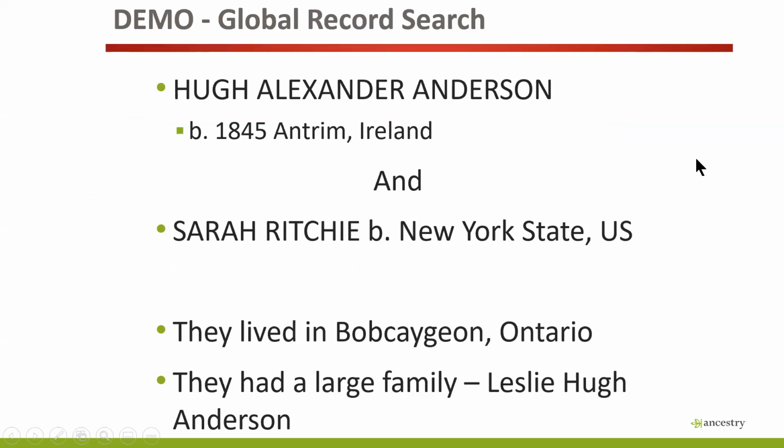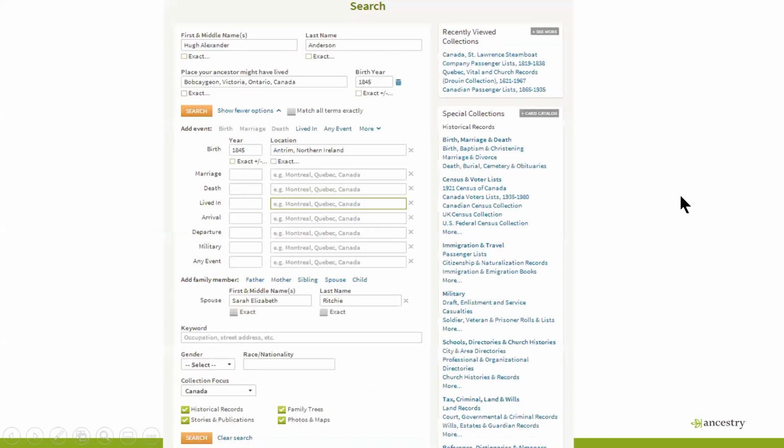This is just a quick demo on doing a global record search. So I have some basic information here. They lived in Bobcaygeon and they had a large family. So I knew you always go backwards in time. This is some information I already knew. You can see I've plugged in just his name, where they lived, and approximately where the birth was.